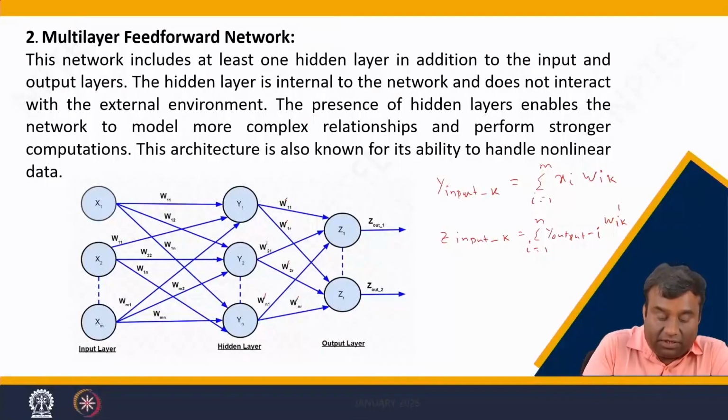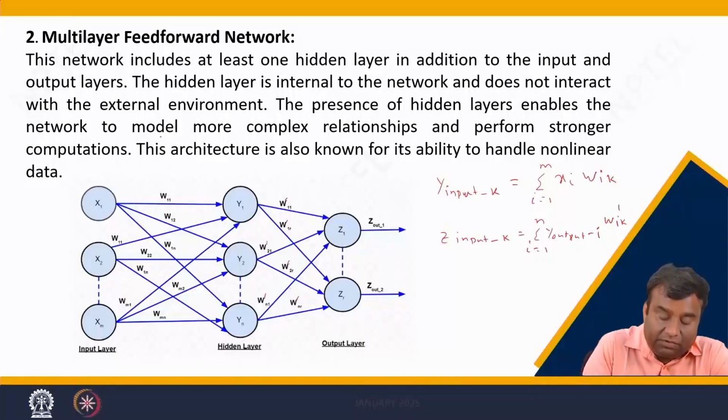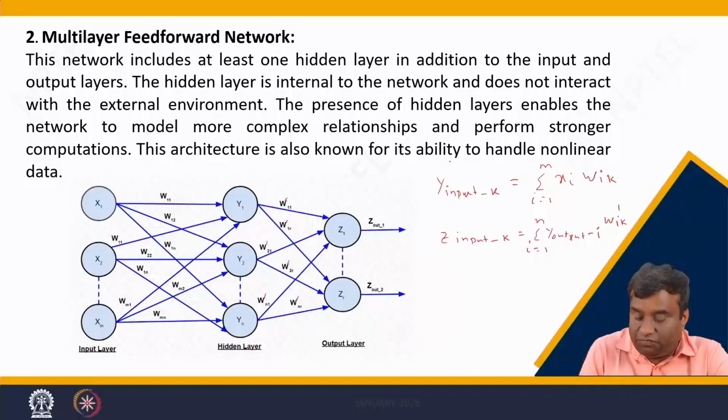Multi-layer feed-forward networks. This network includes at least one hidden layer in addition to the input and output layers. The hidden layer is internal to the network and does not interact with the external environment. The presence of hidden layers enables the network to model more complex relationships and perform stronger computations. This architecture is also known for its ability to handle nonlinear data.